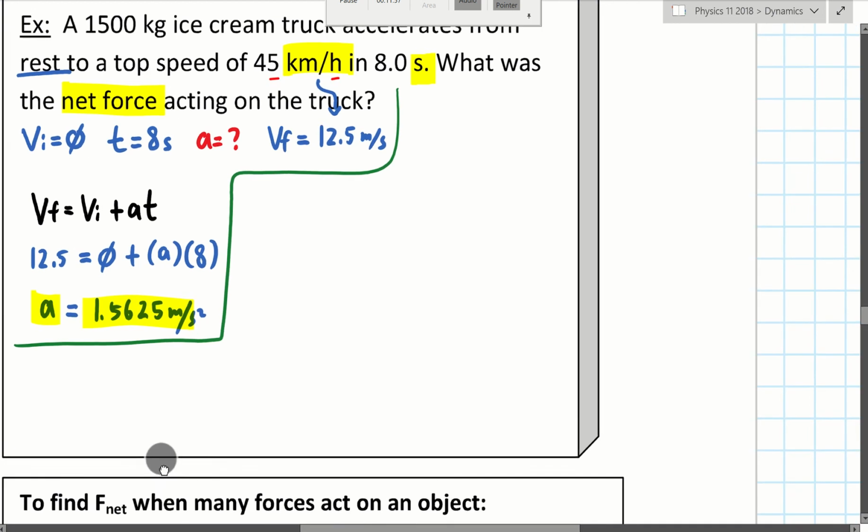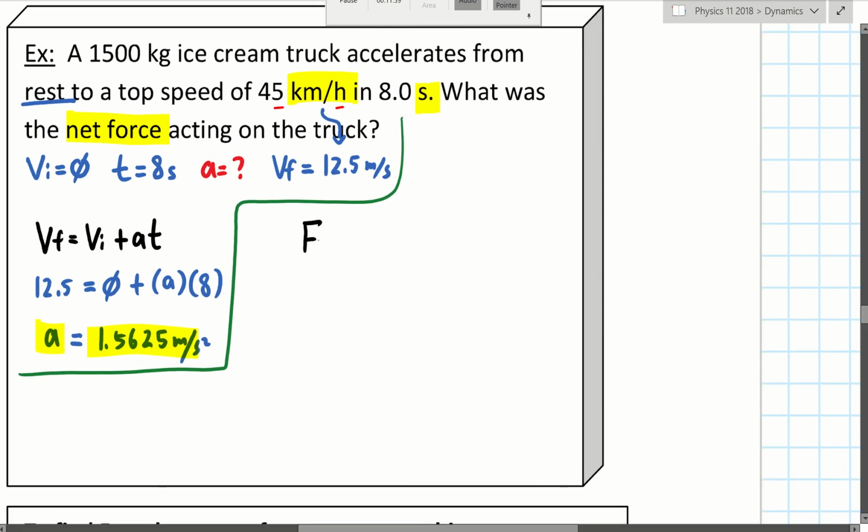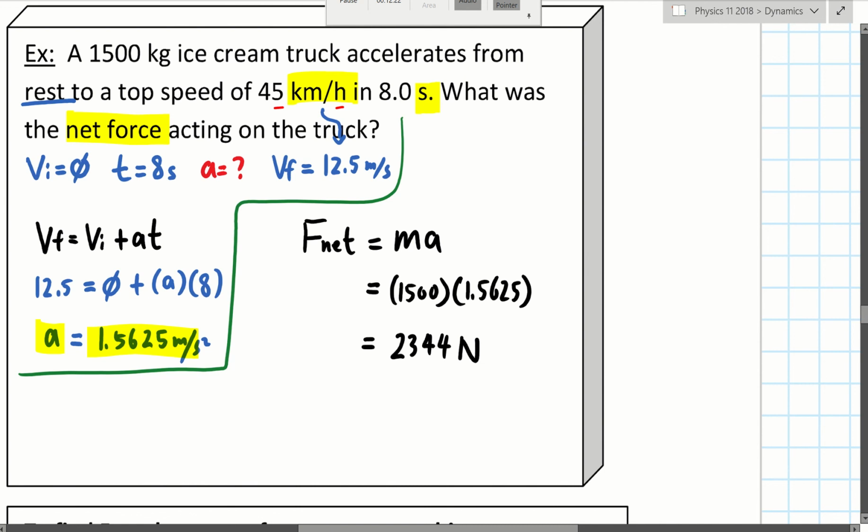So in the next part, we use Newton's second law: F net equals ma. Okay, so now we have acceleration. We want to find net force. Put the mass in. Put the acceleration in. And multiply them. So F net is about 2,344 Newtons. That's the net force at the end.